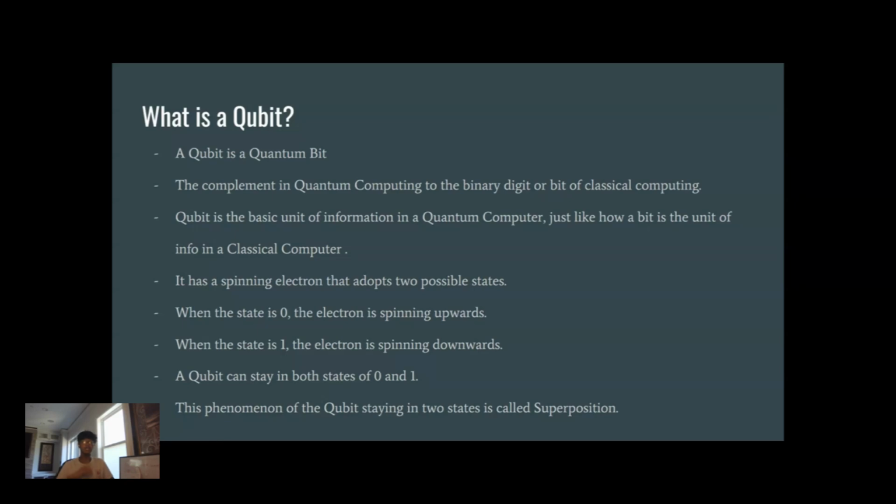A qubit has a spinning electron or particle that adopts two possible states of 0 and 1 all at the same time. This action of the qubit staying in both states simultaneously is called superposition. This phenomenon of superposition is different from the classical binary bit, which can only be in either of the two possible states of 0 and 1.